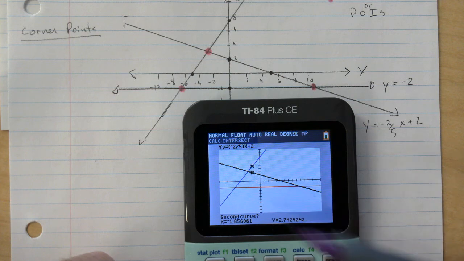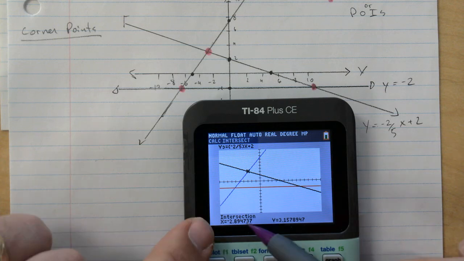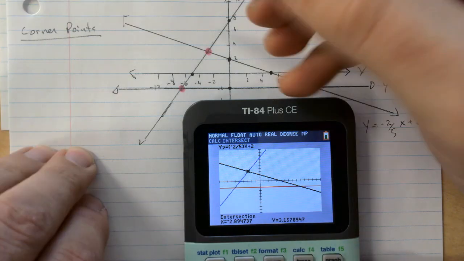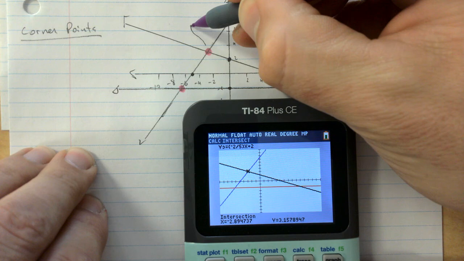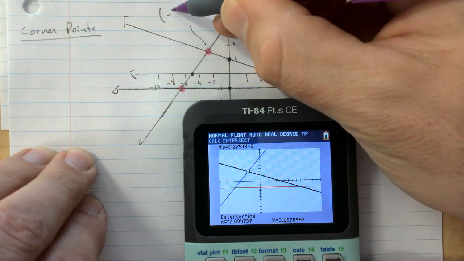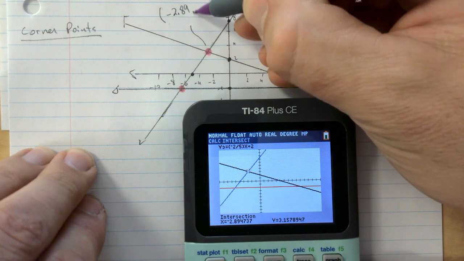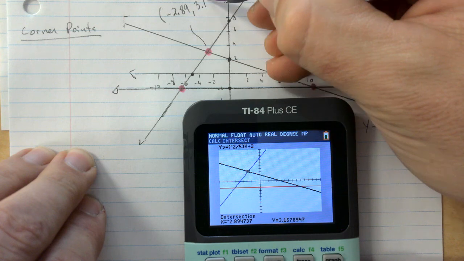So you're basically selecting the two equations that you're interested in finding the intersection for. Now we're going to hit enter, enter, until you see the intersection, right? So we write that down. Arrow out, negative 2.89, 3.16. There it is.